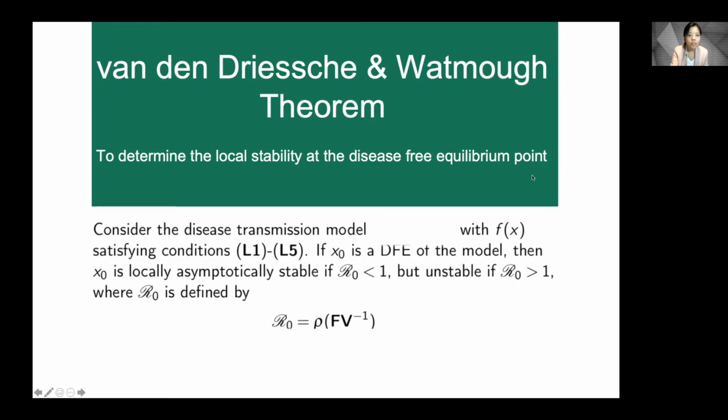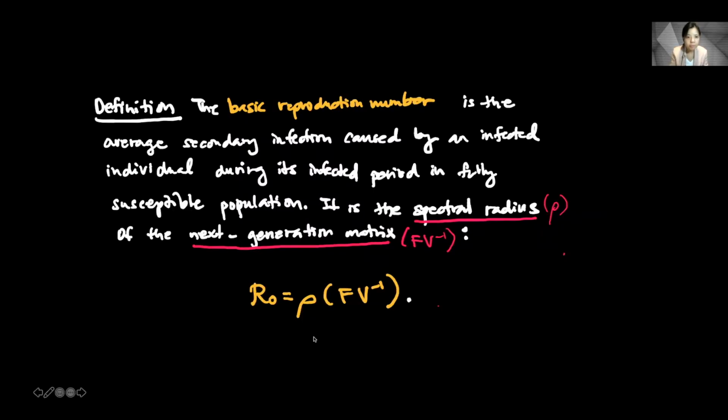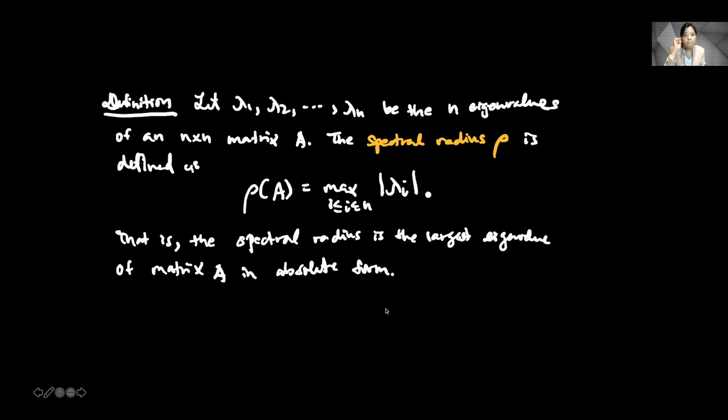And this is computed by the R naught, which is represented by the spectral radius of the next generation matrix. So we are going to compute the spectral radius of the next generation matrix FV inverse. And the spectral radius is simply the largest eigenvalue of a matrix A, in absolute form, as shown in this equation or formula.